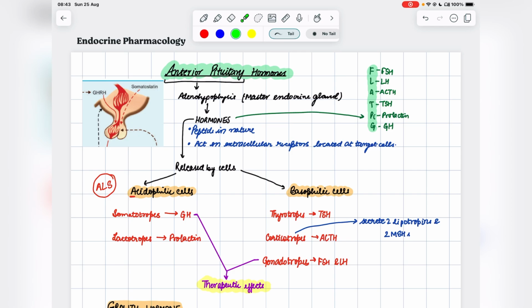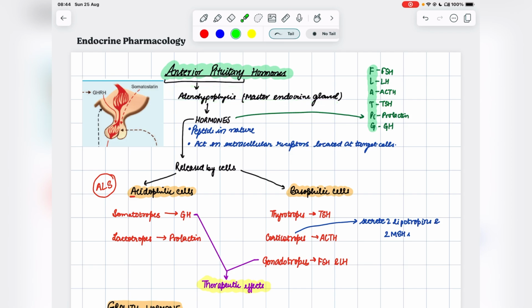Today we are going to start with a very important topic, that is endocrine pharmacology, and we are going to start with a general introduction to anterior pituitary hormones as well as the growth hormone in depth. Talking about the anterior pituitary, it is also known as adenohypophysis that we study in physiology, and it's also known as the master endocrine gland.